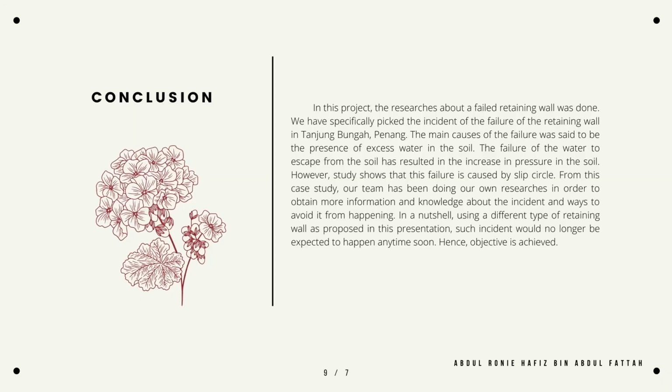Finally, to conclude this presentation, in this project, research about a failed retaining wall was done, and we specifically picked the incident of the failure of the retaining wall in Tanjung Bungah, Penang. The main cause of the failure was said to be the presence of excess water in the soil. The failure of the water to escape from the soil resulted in an increase in pressure in the soil. However, the study shows that this failure is caused by the slip circle.